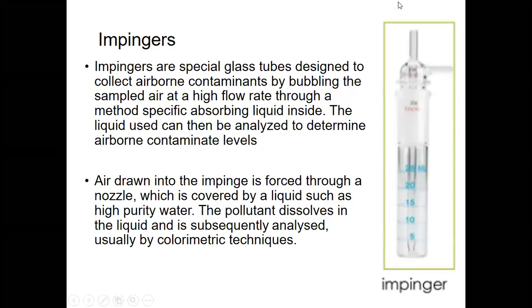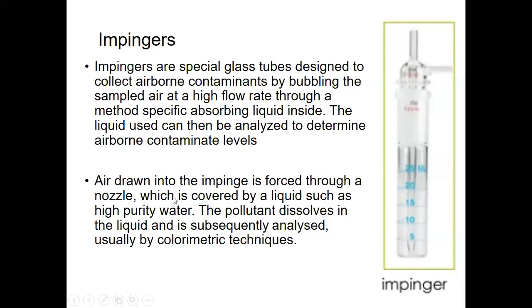Okay, impingers. So this is the image of an impinger. It has a special glass tube and it is designed to collect airborne contaminant by bubbling the sample air at a high flow rate through a specific absorbing liquid inside. So here we can bubble the gas and then collect the sample. The liquid used can then be analyzed to determine airborne contaminant level. So that's the same thing. After we collect, we can do the analysis.